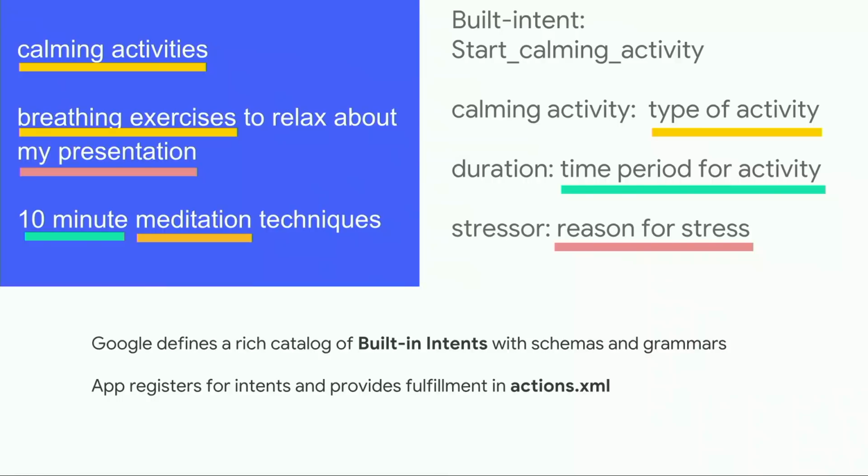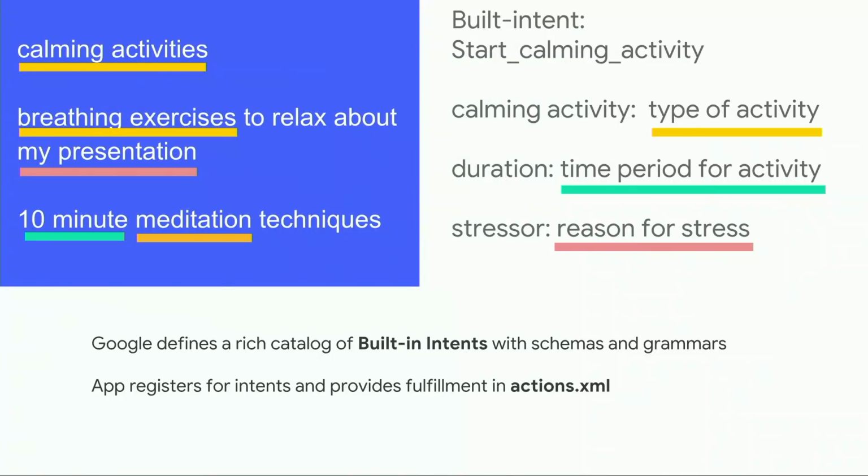If you think about the way users ask for information, there's a myriad of linguistic variations that they can use to construct their query. So for example, they can say calming activities, or they can say breathing exercises to relax about my presentation, or they can ask for 10-minute meditation techniques. All of these queries indicate that the user would like to de-stress or calm down.